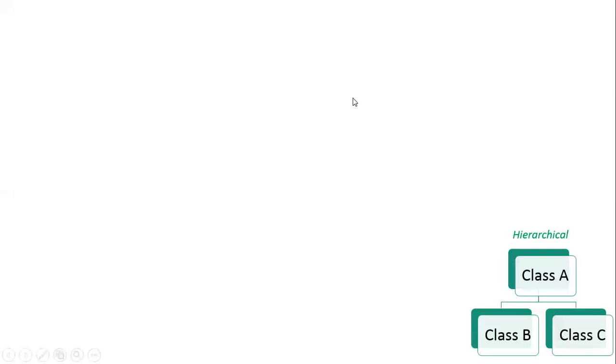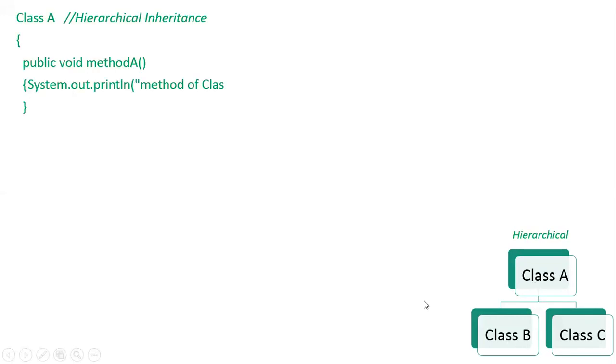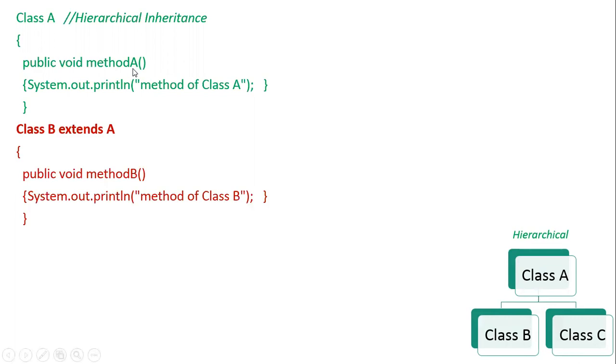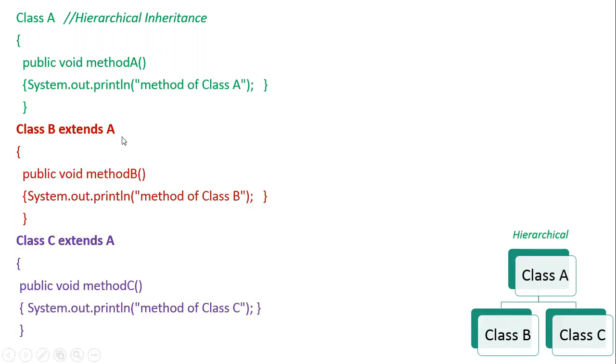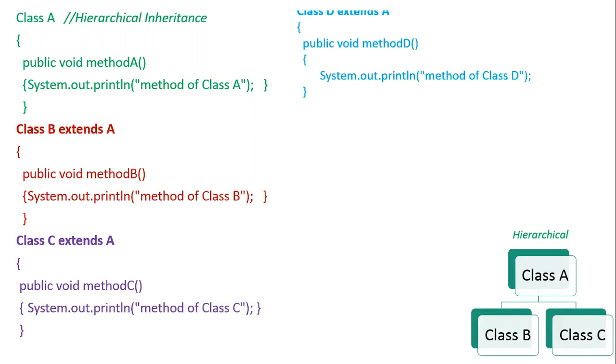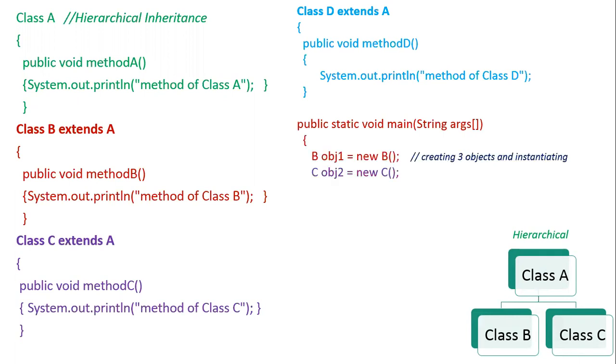Next type of inheritance is hierarchical inheritance, when one class is inherited by multiple classes. So here, for example, we can say this is a class A, it has one method A, then class B extends class A, then class C also extends class A, class D also extends class A, and in the main method we create an object of every class.